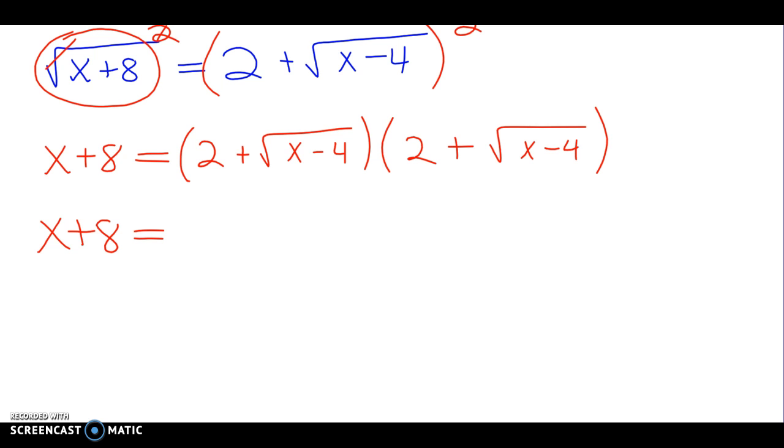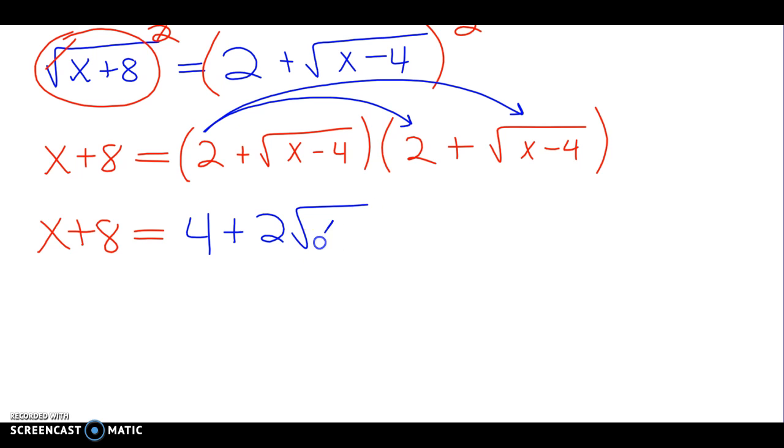So we need to FOIL it out. So what is 2 times 2? Good job, proud of you. And then the outer 2 terms is 2 times the square root of x minus 4. So a whole number times a radical is just the whole number times that radical. So plus 2 square roots of x minus 4. Just put the whole number in front.